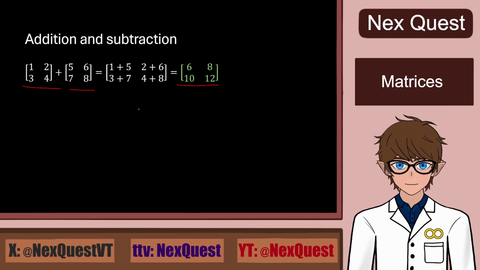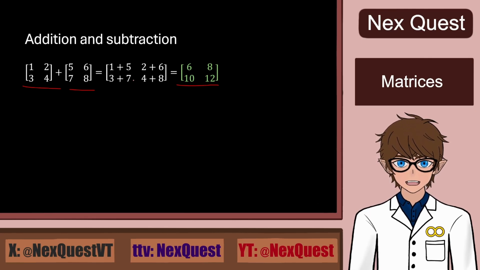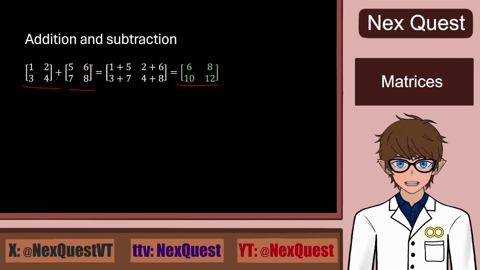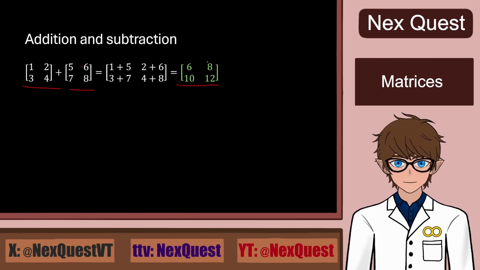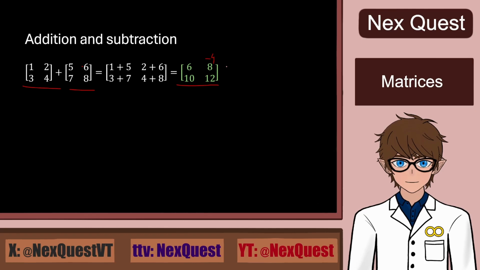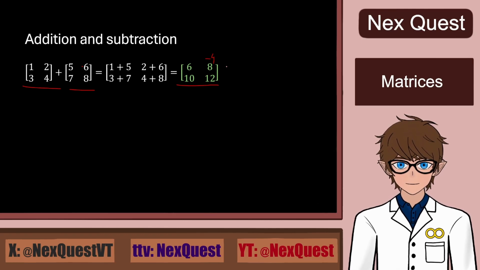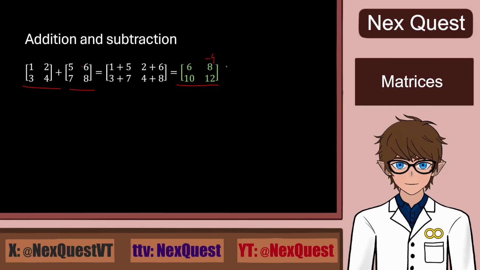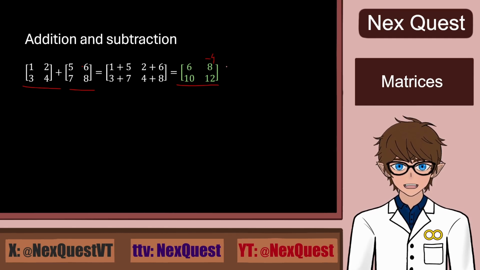It's a very easy addition, and it works the same way for subtraction as well. So if this was a minus 6, this would be 2 minus 6. We would have minus 4 instead of an 8 here, for example. So addition is really one of the simplest operations. Just make sure you have two matrices of the same dimensions and just add the elements in the same position.